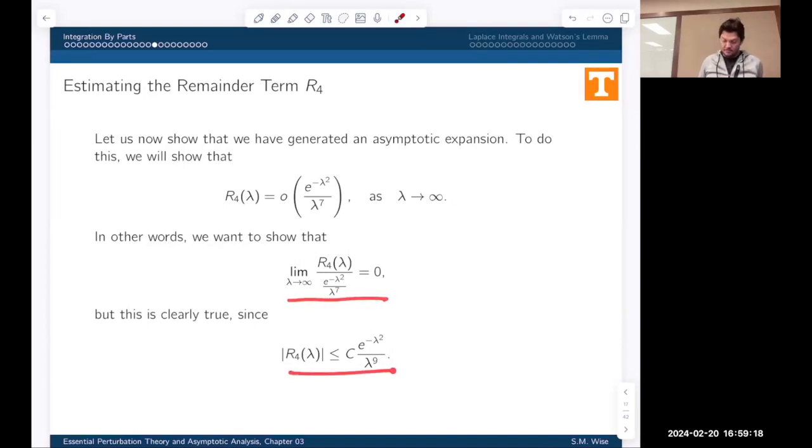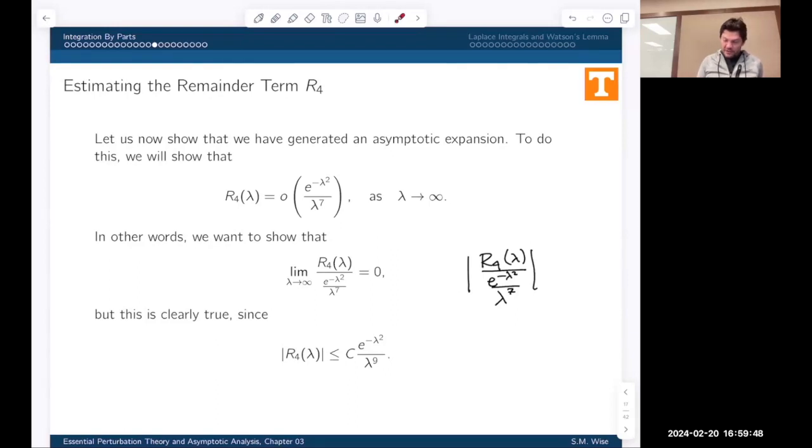All right, so I want to prove this using this. How do I do it? Okay, so I'm going to take the absolute value of this thing. Well, actually, I don't want to. Okay, so let's look at the absolute value of R4 of lambda times e to the minus lambda squared over lambda to the 7th.